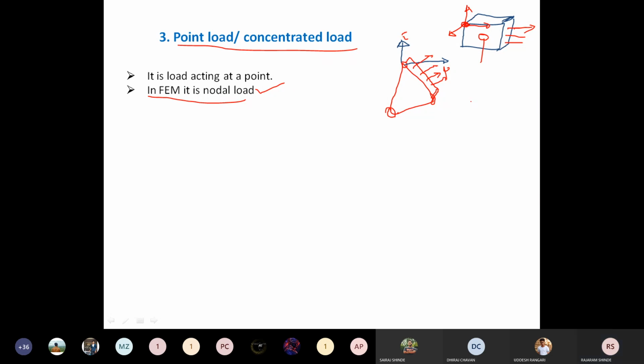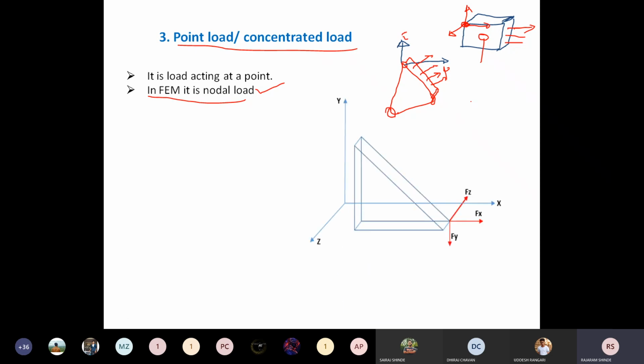Now it has also three components. Therefore, you see here, this is a nodal load at this location. It has fx, fy and fz components, and this force is in this form. Okay, over. Have you got it? Any doubt in this case?